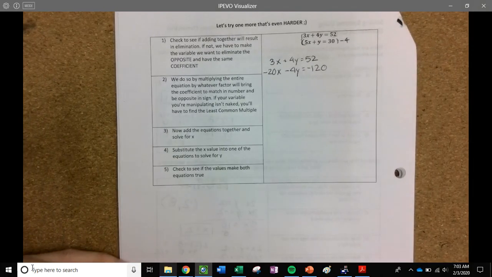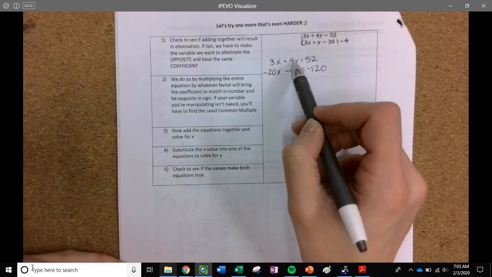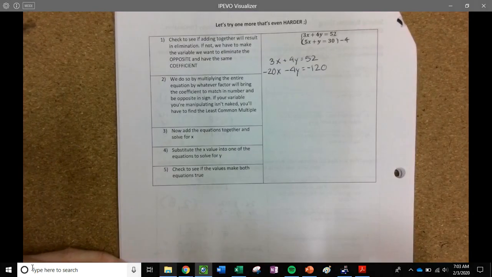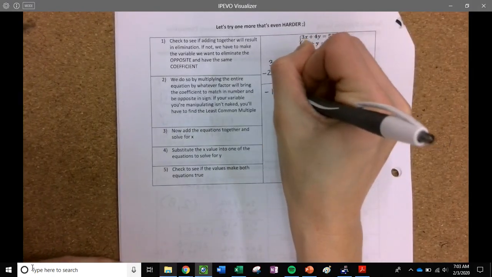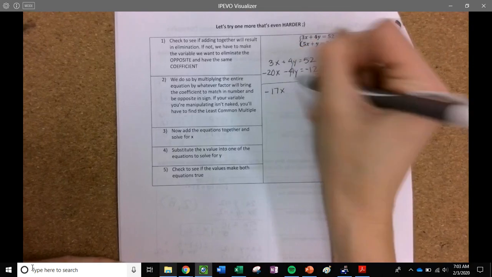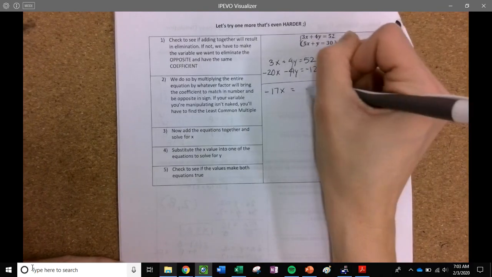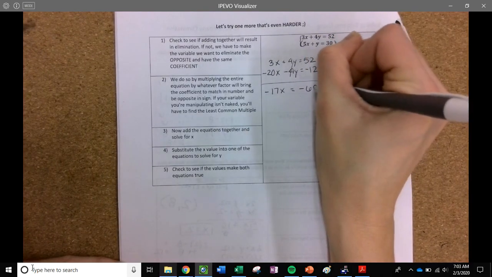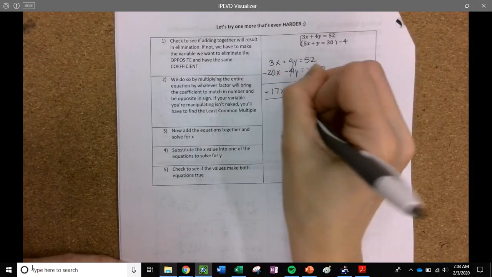Okay, does everybody see how we got there? We just distributed that -4 into the whole equation so that I had a matching coefficient with an opposite sign to the 4y that was already there. We're going to add these guys together. 3 plus -20 is -17x. My 4y's eliminate, +4 and -4, and that equals 120 to -68. Excuse me.